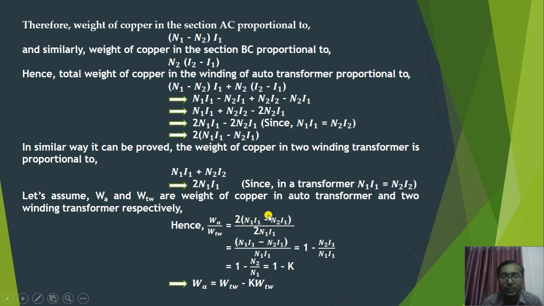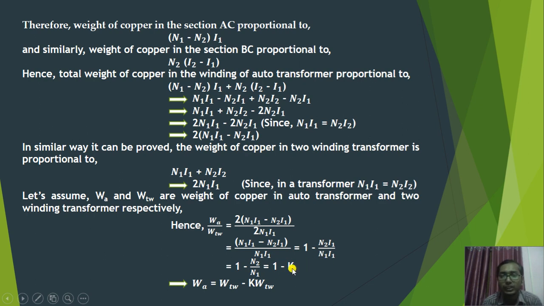This is the weight in the auto transformer side, and this is the weight in the two winding side. So what we are getting? We are getting this much, that will be equal to 1 minus N2I1 upon N1I1. I1 will get cancelled out, so it will become 1 minus N2 upon N1. So it will become 1 minus K.